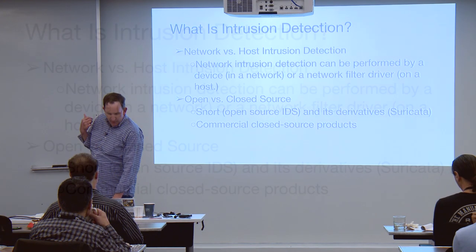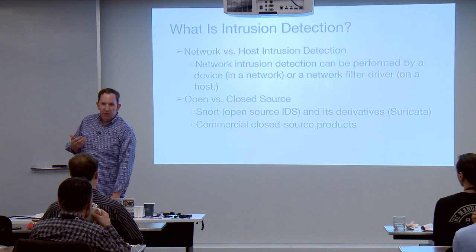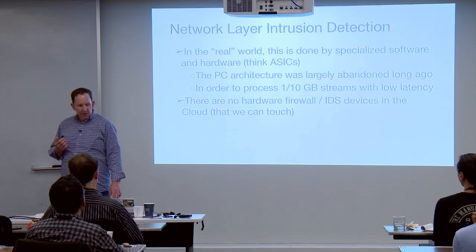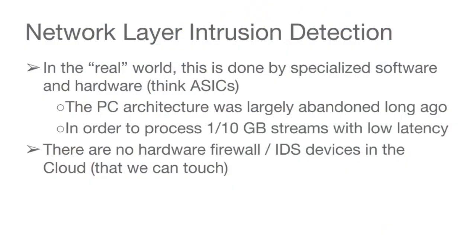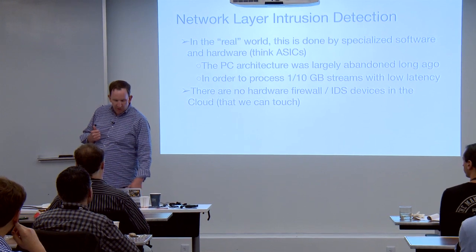So in the cloud, like in the physical world, we have a choice of network or host intrusion detection technologies, and then we have a choice of open or closed source. Now, one of the reasons that it's hard to do this in the cloud is that in the terrestrial world, this is mostly done by specialized hardware. Because if you want to sniff gigabit or greater line speed networks, you need certain kinds of high performance hardware to do this in real time without impacting performance. There are no such technologies.